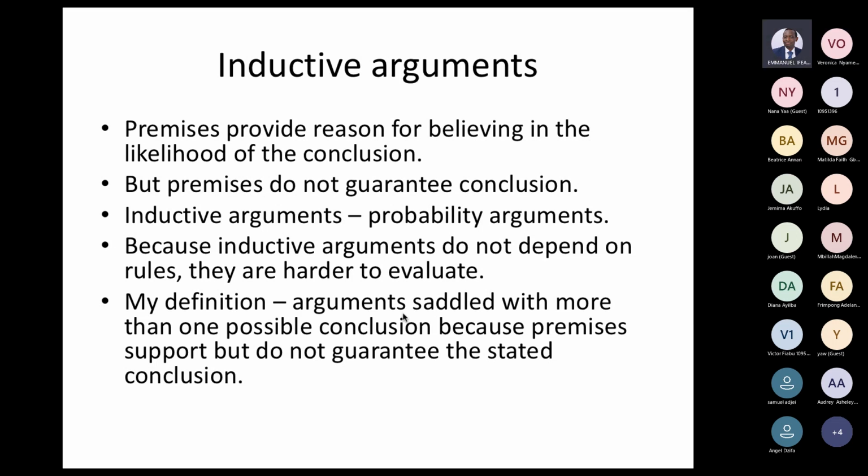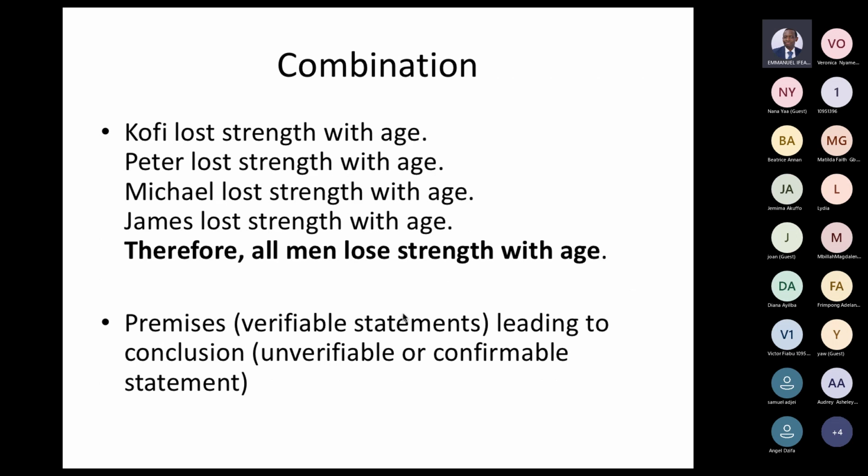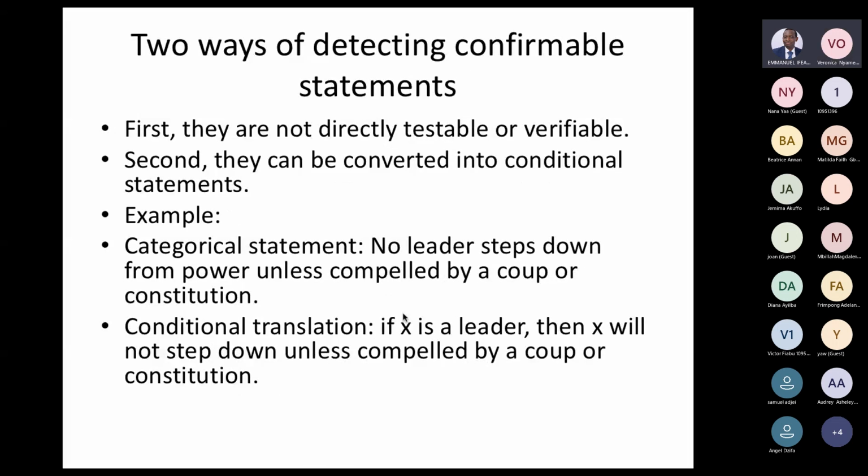Okay. So we call them probability arguments. And you know what probability is. We saw the distinction between verifiable and confirmable statements. Verifiable statements are statements that are verifiable. Confirmable statements are the ones you cannot verify directly, but you can use verifiable statements to analyze confirmable statements. And usually, the premises of inductive arguments are verifiable statements, and the conclusions are usually confirmable statements. And then, with that, we saw how we can analyze inductive arguments.